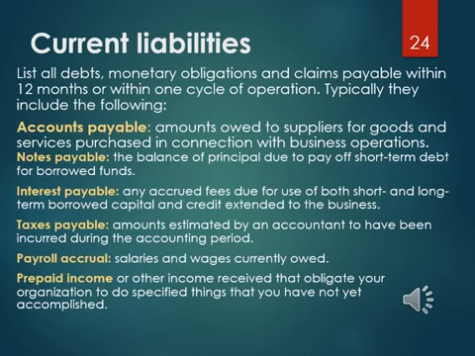Payroll accrual, salaries and wages currently owed. Prepaid income, or other income received that obligates your organization to do specified things that you have not yet accomplished. Examples: ticket revenue received for an event that has not yet happened, or a grant received that is for a specific project you have not yet completed or initiated.